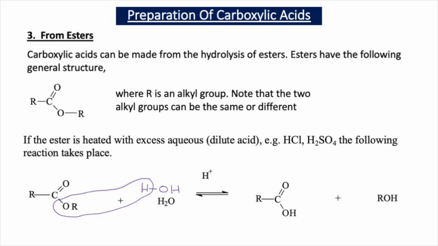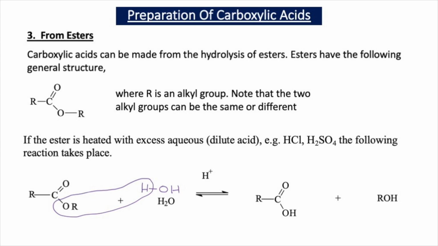So to help you understand what's happening here, I've drawn water as HOH, and you can see that a hydrogen from water joins with the oxygen and the alkyl group on the ester to form your alcohol, and the OH from water joins on to the C double bond O to make the carboxylic acid.